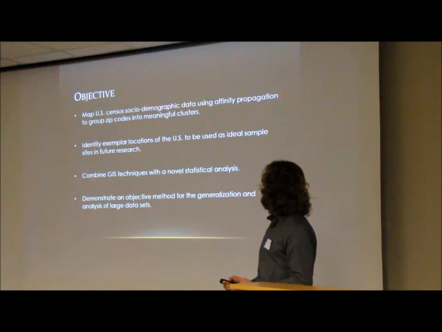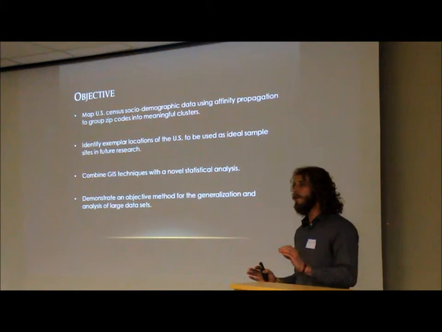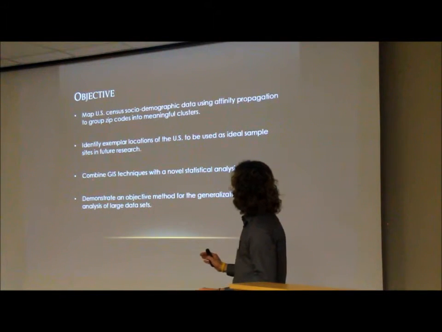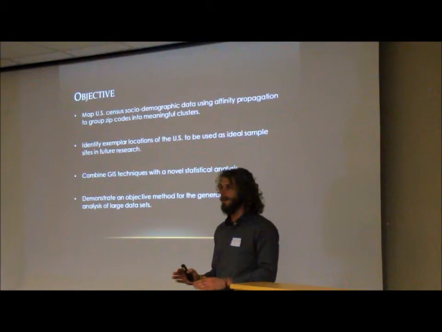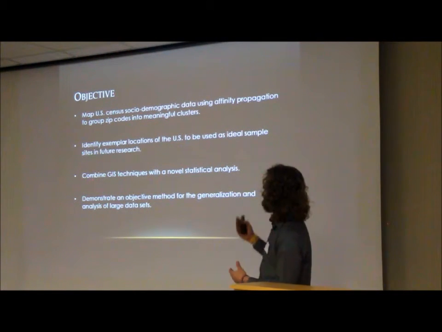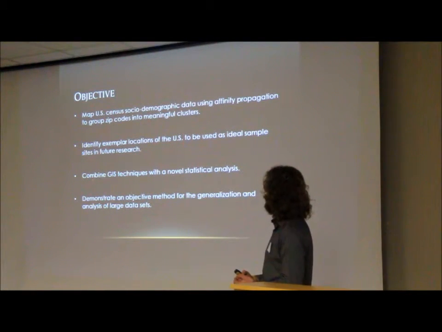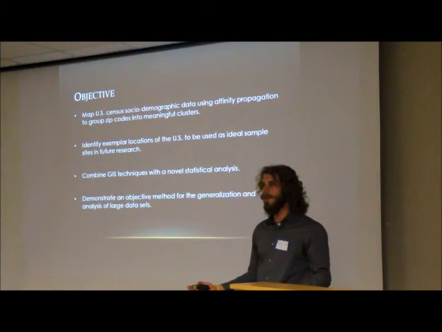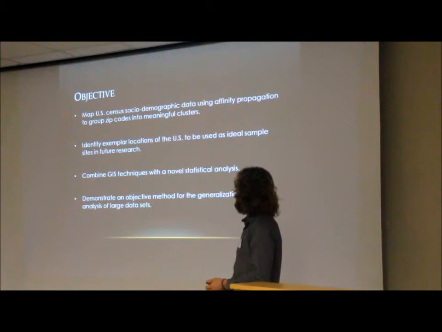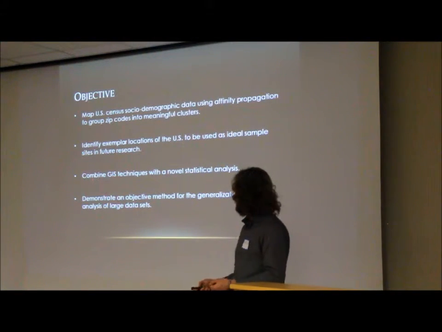So now getting on to my study, the objective of my study, first of all, was to map US Census sociodemographic data using affinity propagation to group zip codes into meaningful clusters. Not only that, one thing that these previous studies did not have is they did not identify exemplar locations. Yes, they clustered the US into different groups, but in my research, I'm hoping to, along with clustering the data, find exemplary locations of the US, which can then be used as ideal sample sites in future research. Another thing I did in the study was combine GIS techniques with a novel statistical analysis. And finally, I demonstrated an objective method for the generalization of large data sets.